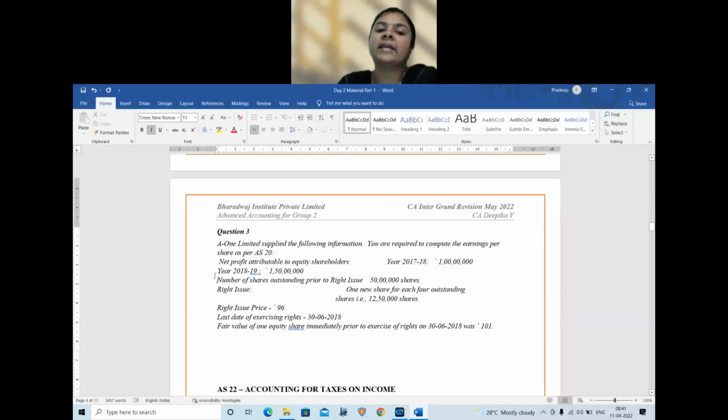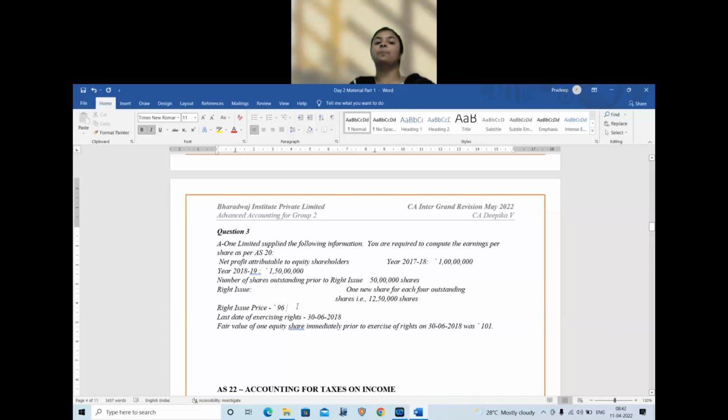Year 1819, 1 crore 50 lakhs, which is the current year profits. Number of shares outstanding before rights issue, which means existing equity shares, is 50 lakhs. Rights issue is one new share for 4 each. So 50 lakhs into 1 by 4, we get 12 lakh 50,000 shares. Even if it is not given, we can calculate 12 lakh 50,000 shares.